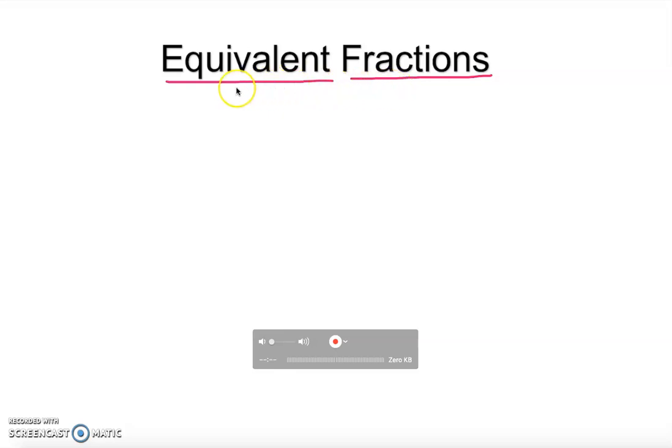An equivalent fraction is a fraction that represents the same part of a whole, even though their numerators and denominators are different, but their fraction value is the same. So let's start with an example.